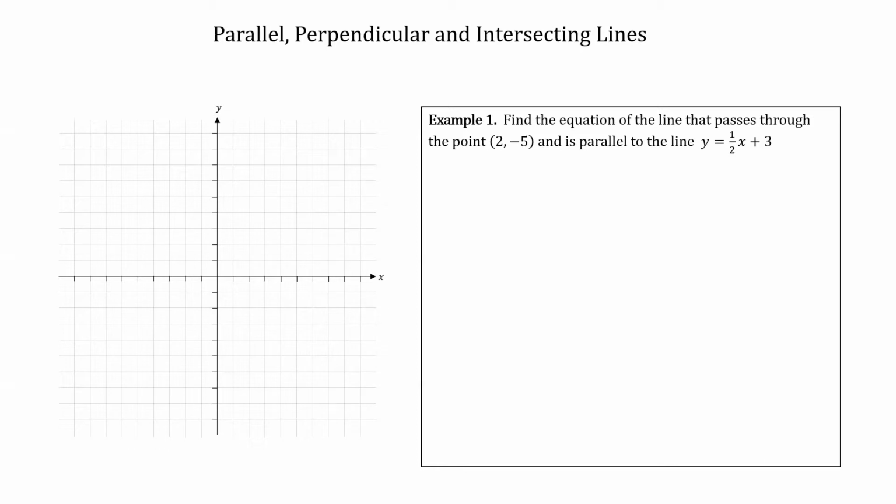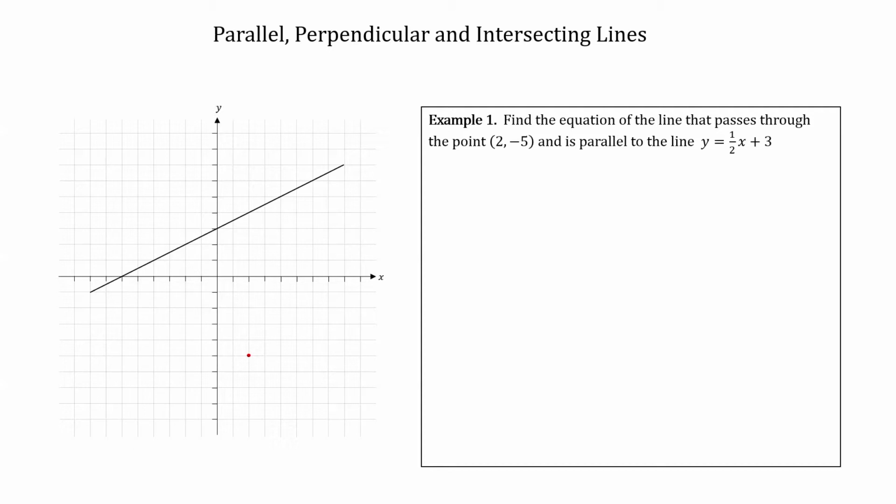So we'll start by sketching some of these things. So here is the line y equals 1/2 x plus 3. You can see it's cutting the y-axis at 3, and its gradient is 1/2. So as we increase x by 1, y increases by 1/2. And let's mark the point also. (2, -5) is down here, this red dot.